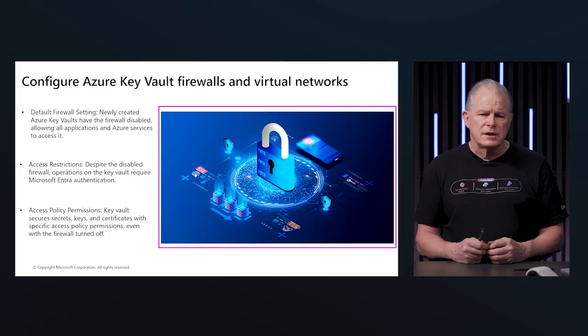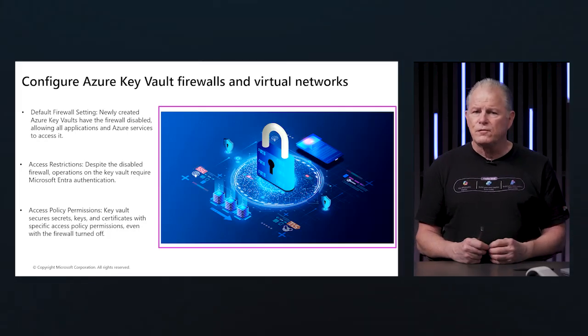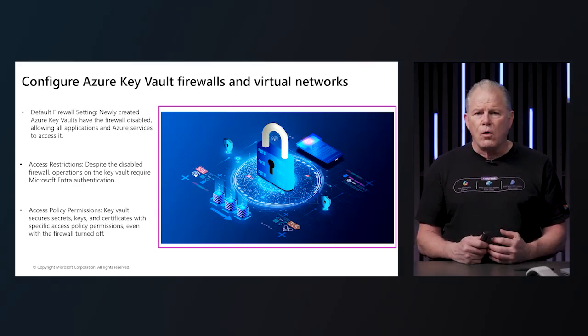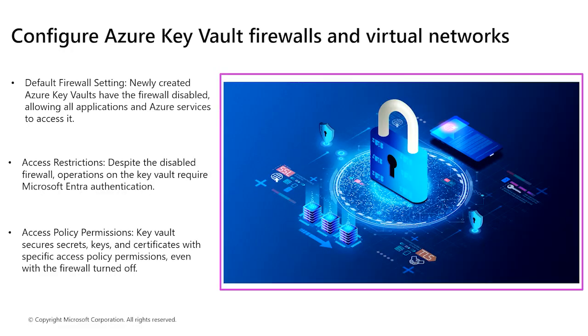There's also some configuration limitations. A maximum of 200 virtual network rules and 1,000 IPv4 rules are allowed. IP networking rules are only allowed for public IP addresses. IP address ranges reserved for private networks aren't allowed in the IP rules. Only IPv4 addresses are supported at this time, so no IPv6. To enhance network security, you can configure your vault to disable public access. This denies all public configurations and allows only connections through private endpoints.